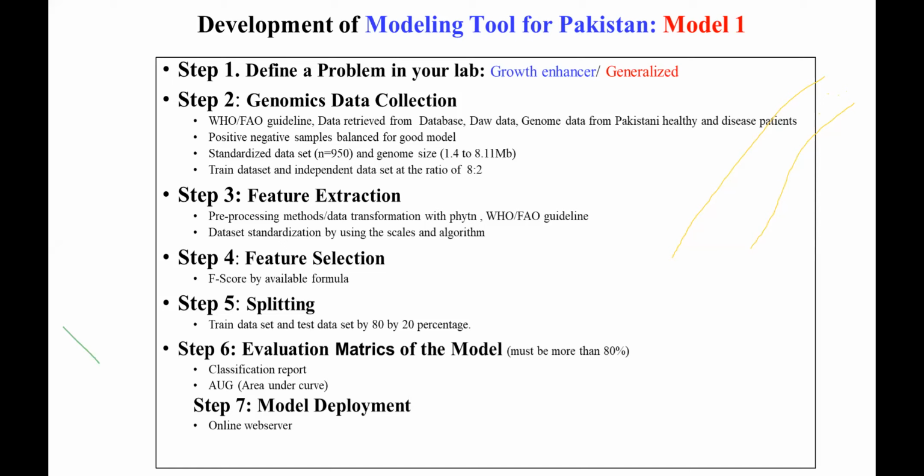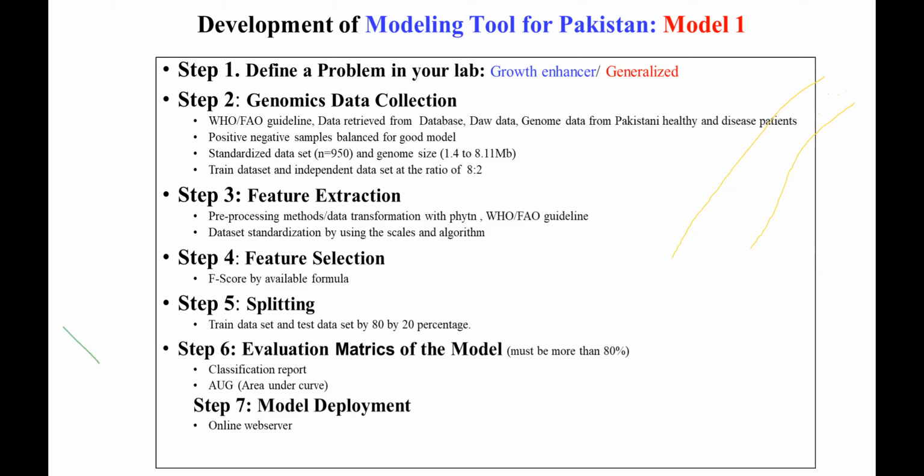So again, it depends upon your own research area. What's your research area? Back to my own lab question, I am working on the preparation of a probiotic product to improve growth and health. So in step number 5, you have to split your data set into 80 to 20 percent. With 80% you will train your machine that this is a growth-promoting bacterial strain, and 20% is for testing.